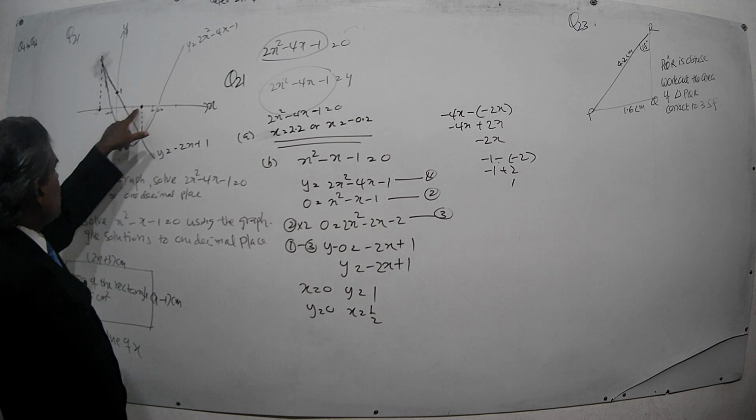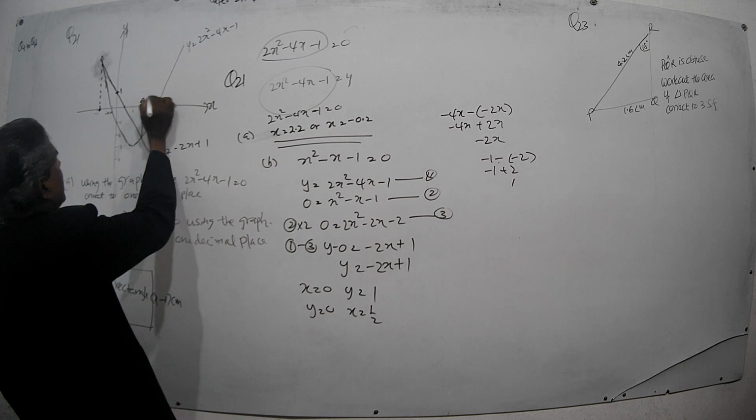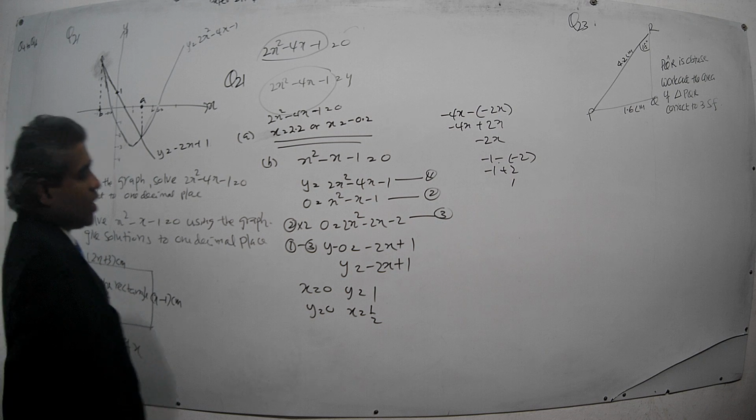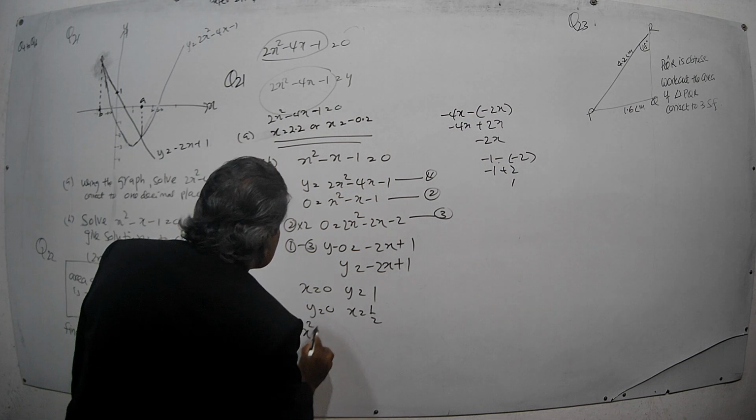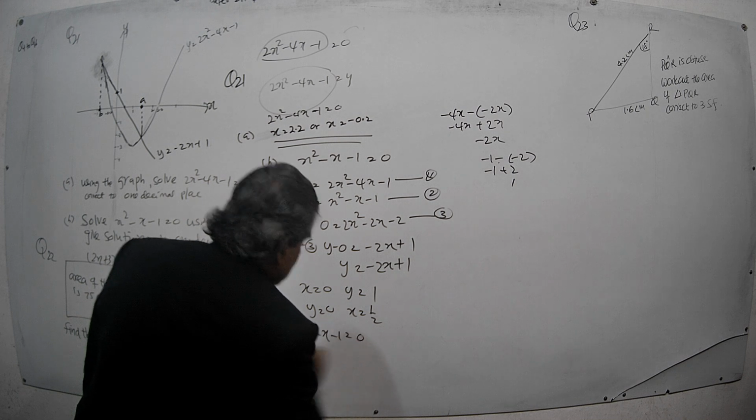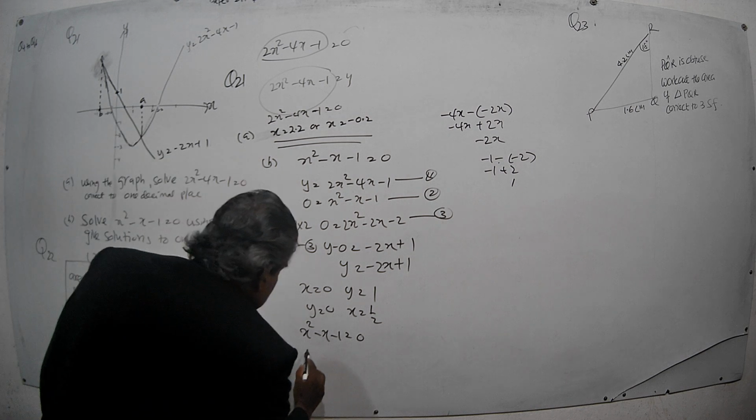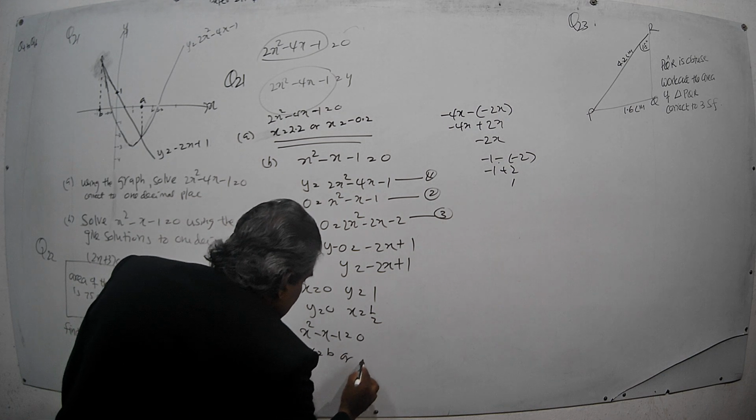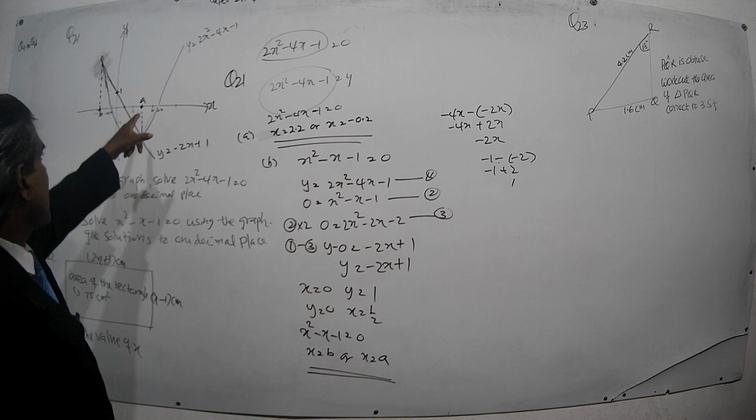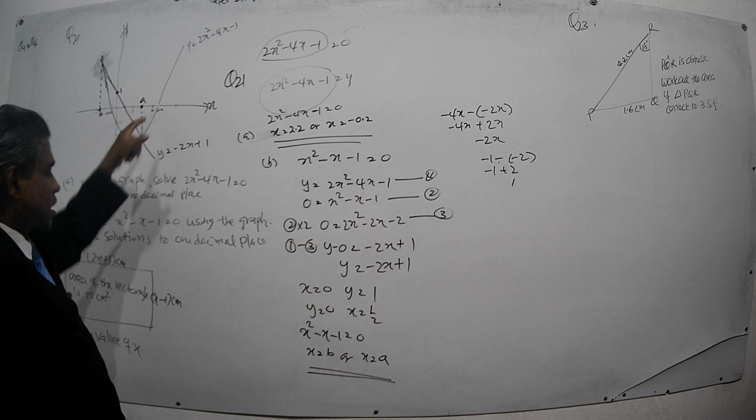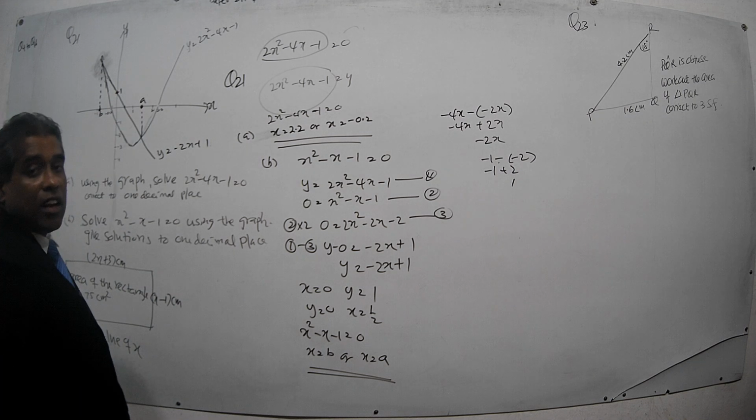Then these x values are the solutions of x squared minus x minus 1. Let's say this x value is A and this one is B. Then the solutions of x squared minus x minus 1 equals 0 will be x equals B or x equals A. So these are the solutions. But I can't take exact values here because my graph is not on a scale.